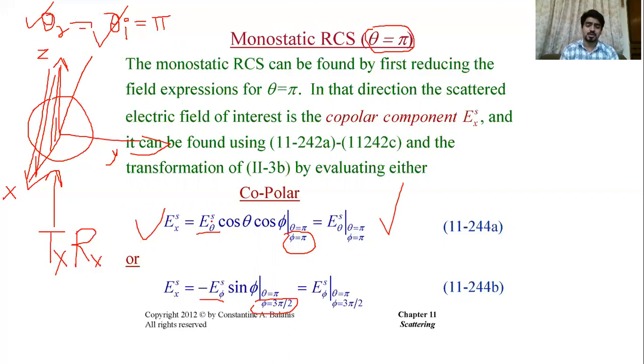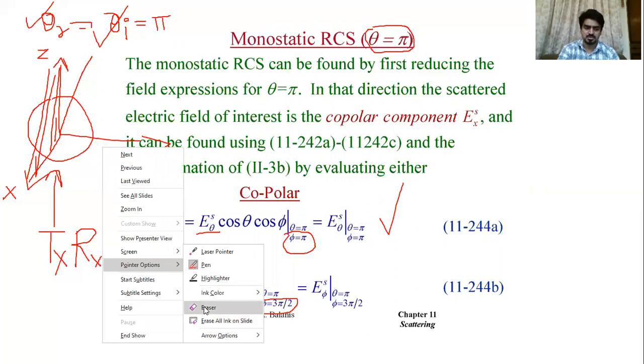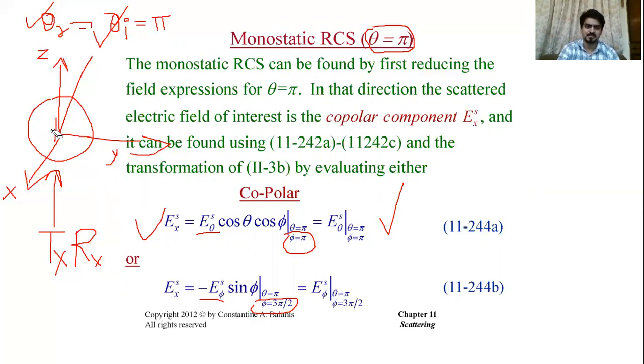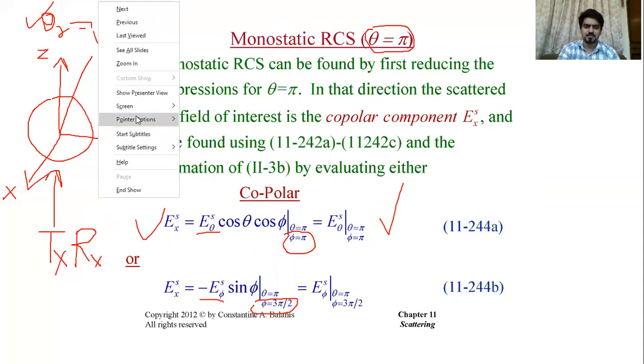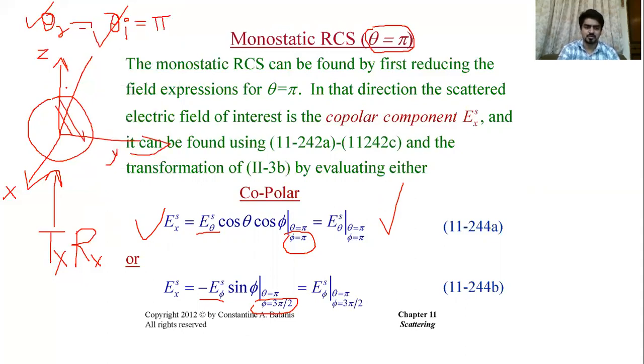The other way is you can also find Ex scattered from the E phi component. How? In order to do that, you will have to change your plane of observation. So now instead of observing in the XZ plane, we can observe in this YZ plane. If we observe in the YZ plane and along the minus Y direction, that is going to be phi equals 3 pi by 2. And when we look into the YZ plane, what will be the direction of your E phi?